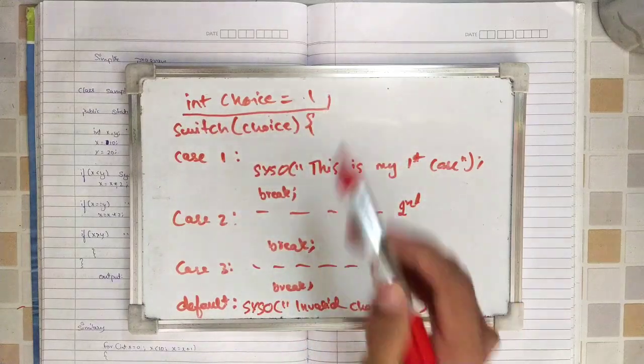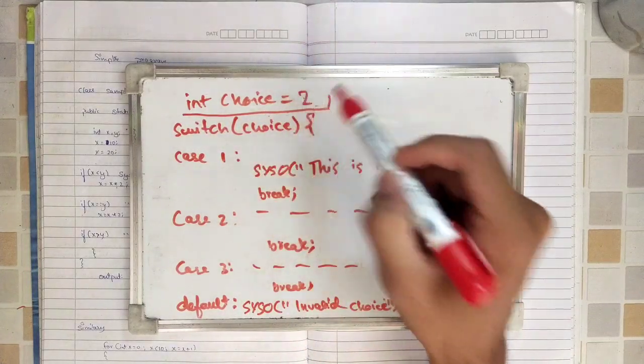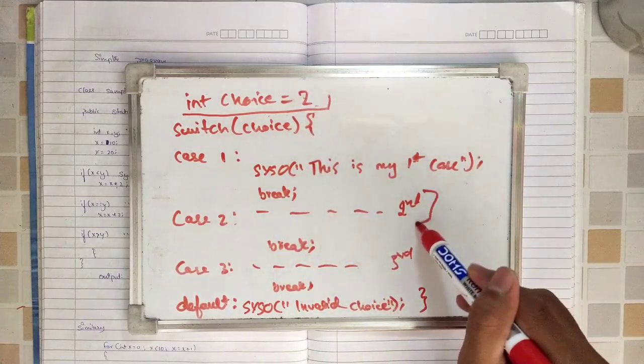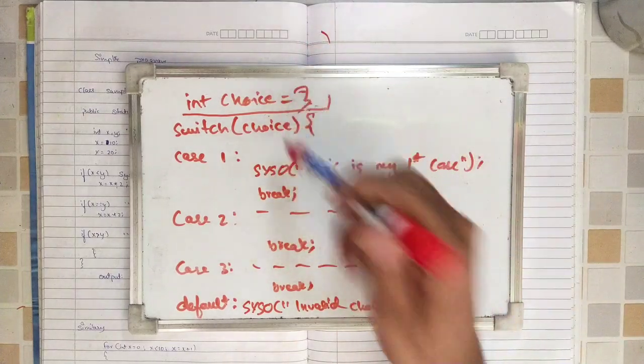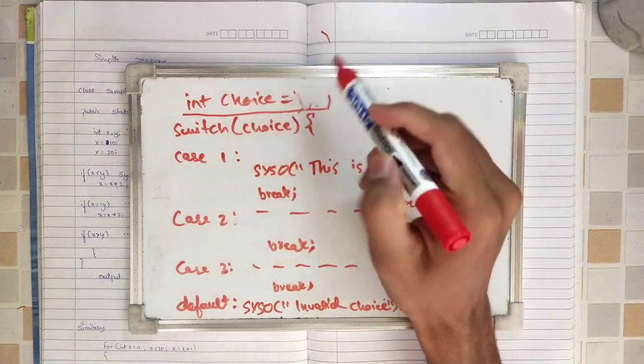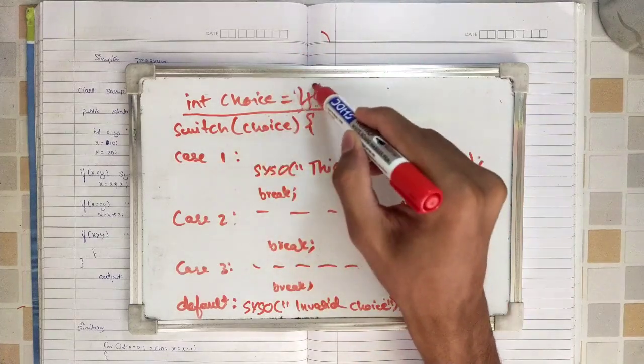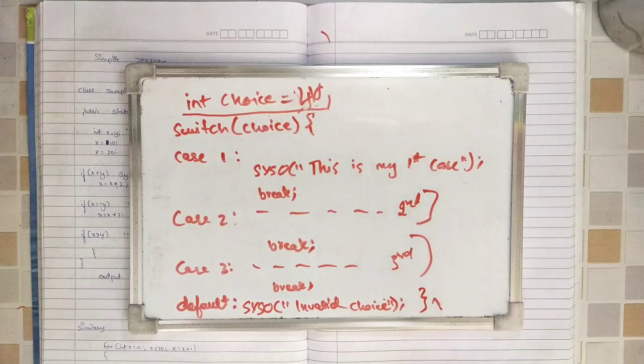So if I give this, this will be printed. If I change my choice to 2 in the program and then run, this block of code will print. If I change it to 3, this will print. Anything else than 1, 2, 3, if I give 4 or 0 or anything, this thing will be printed. So this is all about the switch statement in Java.